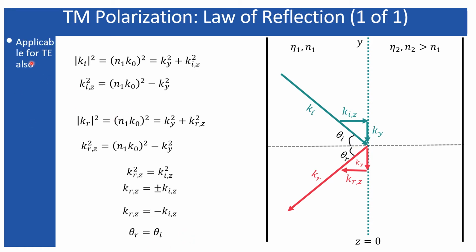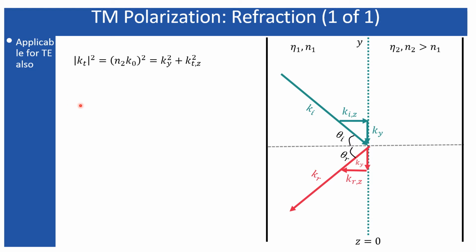And such a thing, the law of reflection, is equally applicable for the TE mode also, because these things are independent of TM and TE or any kind of polarizations. The magnitude of the transmitted wave vector can also be written in a similar manner that I have followed to write the magnitude of the incident wave vector and the magnitude for the reflected wave vector.